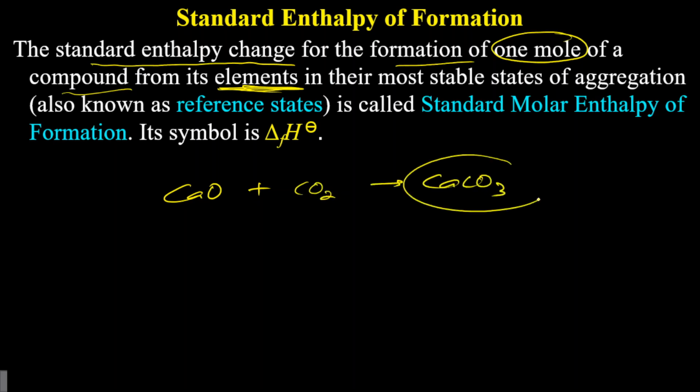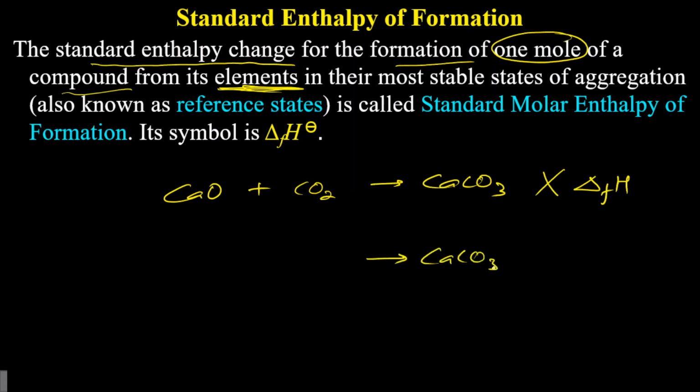Here you are getting 1 mole of calcium carbonate, but it is not a reaction that represents the enthalpy of formation. So it will not give you delta FH of this reaction. The reason is, as per the definition, 1 mole of calcium carbonate has to be formed. It is in solid form, its standard form, the reference state. It has to be formed from its elements. What are the elements? Calcium, carbon, oxygen.